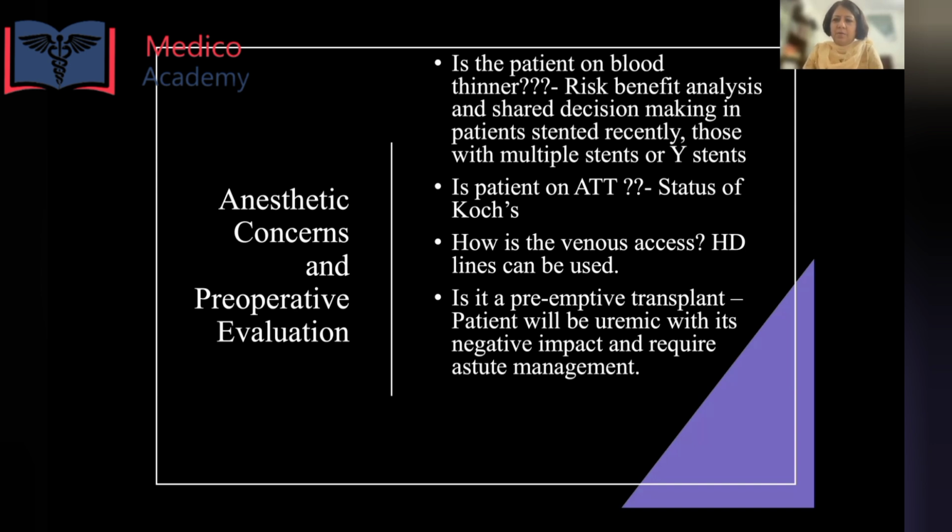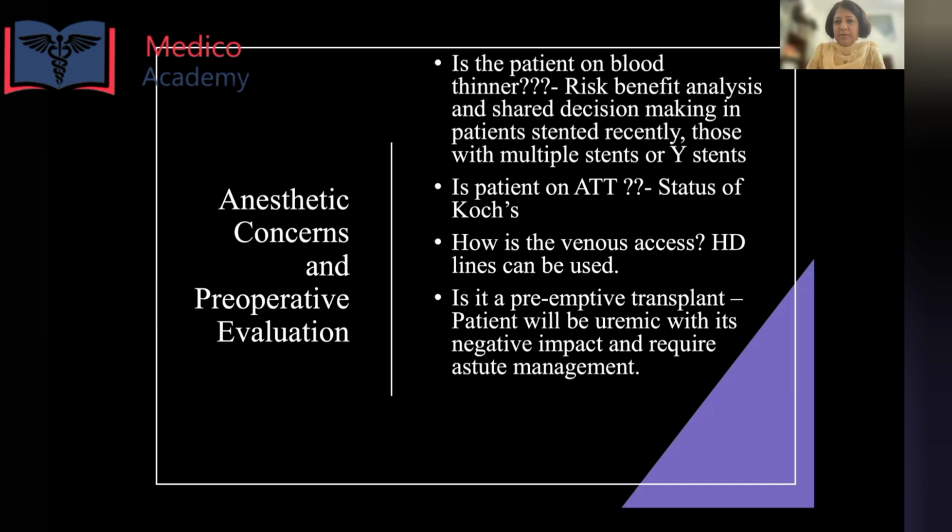But there are a lot of publications now in the literature where kidney transplantations and even liver transplantation have been done on patients on dual antiplatelets. So, appropriate risk-benefit analysis and shared decision-making with the patient, caregiver, and the surgical team, and this should be documented. Is the patient on ATT? Many of them are. So of course, we must know when the ATT has been started, what was started, and is there any impact on the liver function? Is the disease well controlled?